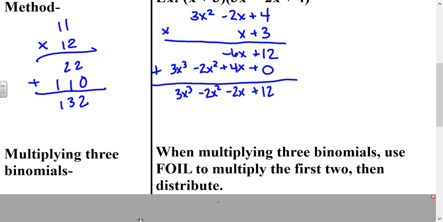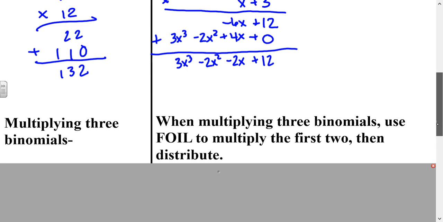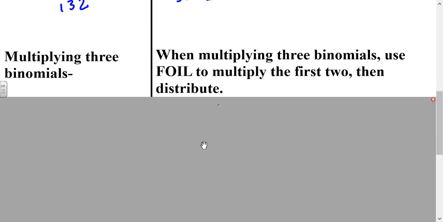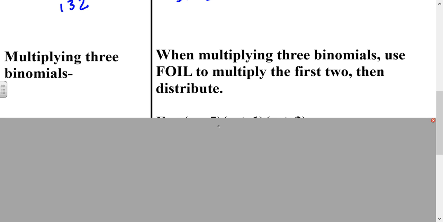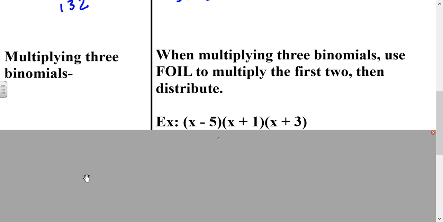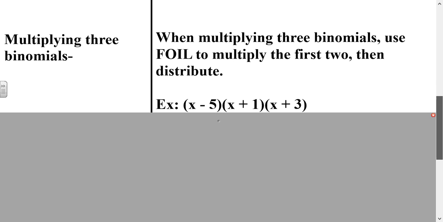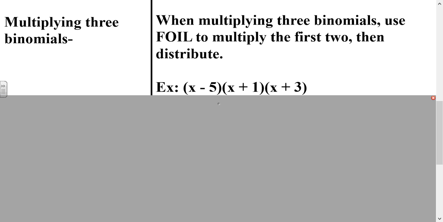Now, when you're multiplying 3 binomials, you can use FOIL. I know some of you are familiar with that, first, outside, inside, last, but we use double distribution most of the time. So you're going to double distribute the first two, and then after that, you can take that answer times the third one.